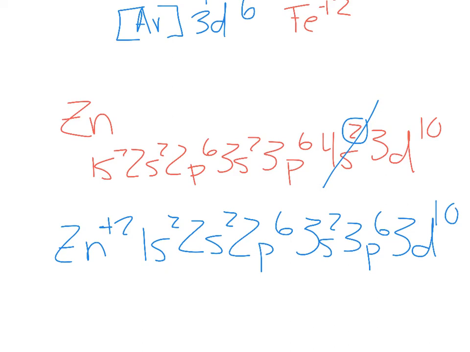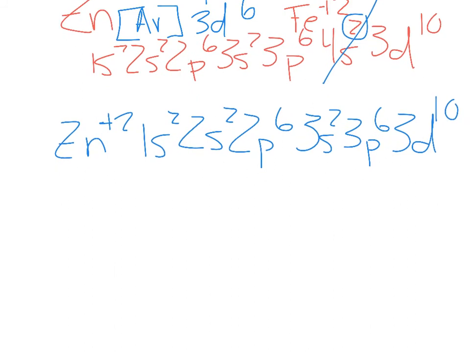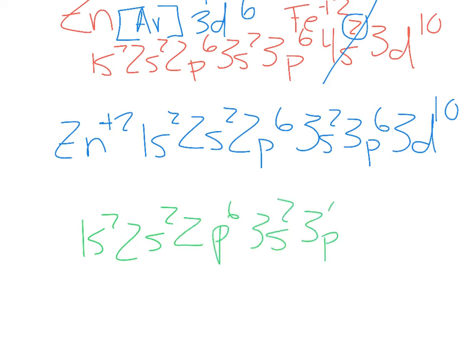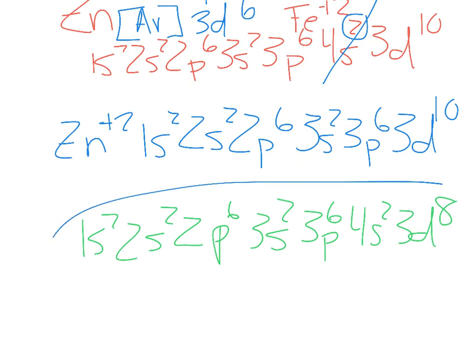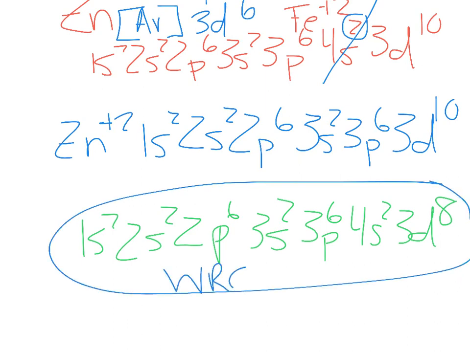So you would remove the 2 electrons from the 4s instead of removing them from the 3d. The bad way to do this would be, and I'm going to do it in green, 1s2, 2s2, 2p6, 3s2, 3p6, 4s2, 3d8. This is the wrong way to do this, because we didn't remove the electrons from the highest energy level, which would be the 4s. So make sure you take your electrons out of the highest energy level first.